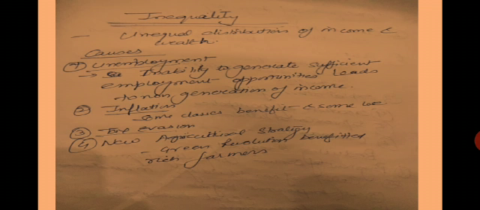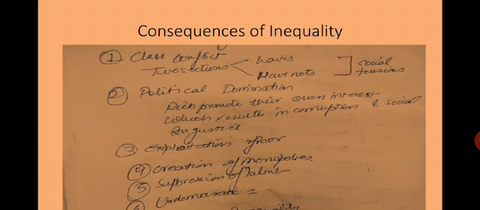Now we'll be focusing on the consequences of inequality. The first one is class conflict. As I have already told you, two sections of society emerge on account of inequalities. The first is haves, and the second is have nots.